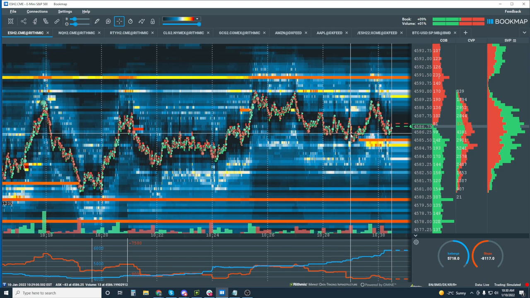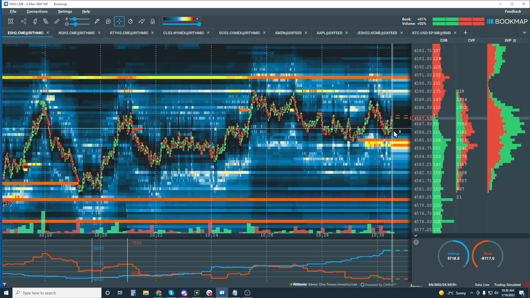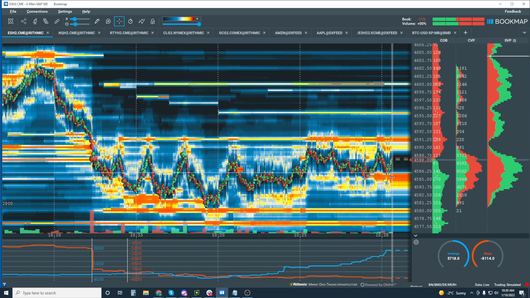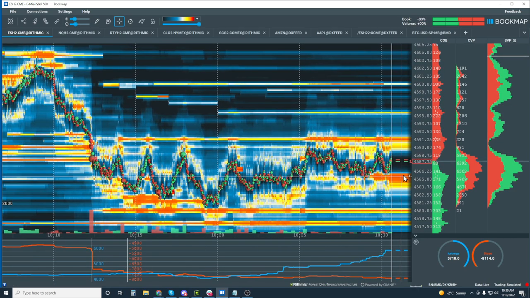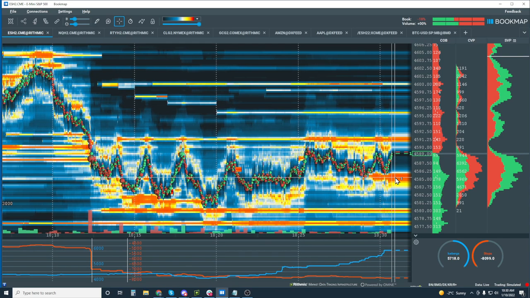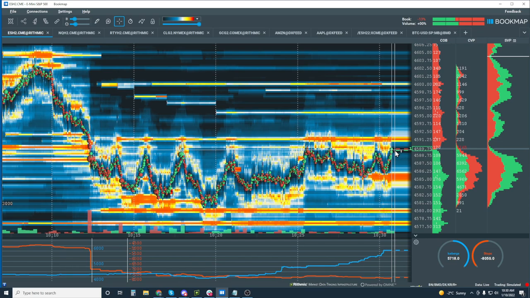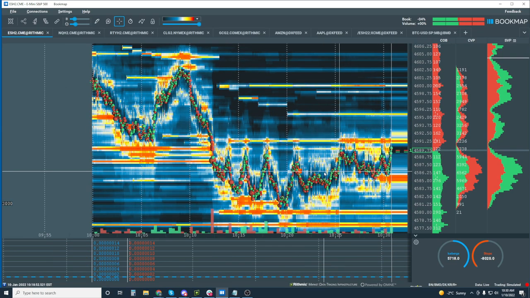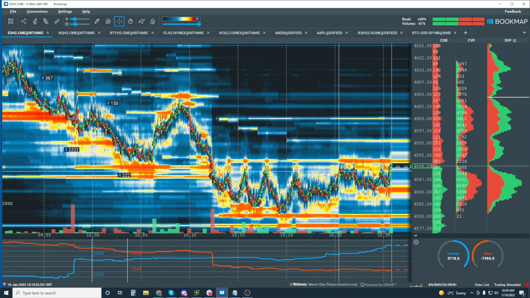Okay, so right now we're right in the middle of our profile here, point of control, and they're supporting it. So this is something to look at. See how they're supporting it here at 85? We have limit buy orders in the order book, and here we go. Now we're looking for a move to 91. Then we don't know after 91.